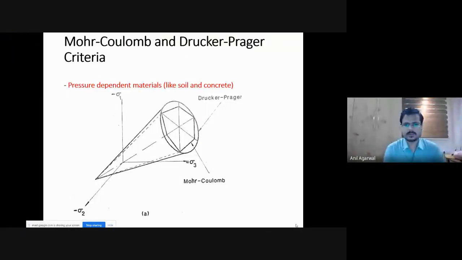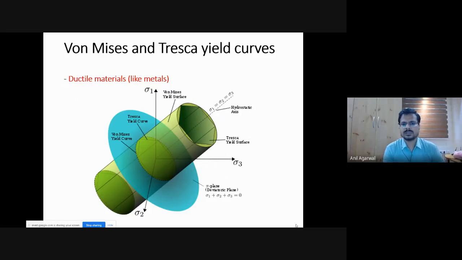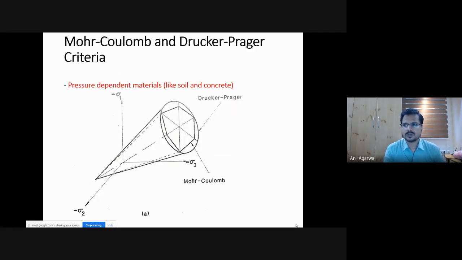As you can remember from the previous class, we were talking about the different types of failure criteria. And I only talked in detail about the two criteria which are commonly used for metals. Then there are some other criteria which can be used in different materials. So for example, for soil and concrete, the Drucker-Prager model and Mohr-Coulomb model are more commonly used. There are some other models also.